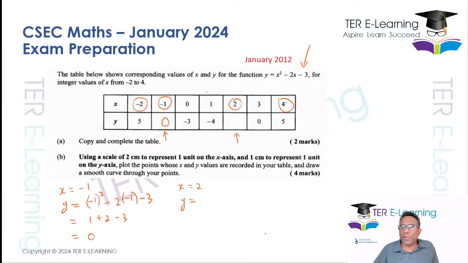Right, if you're wondering what paper most of these questions are coming from, it's from January 2012. All right, so I've seen people getting -3 as the answer. So again, you're going to substitute into the formula. So it's going to be 2 squared minus 2 by 2 minus 3. So 2 squared is 4, minus 4, minus 3. So 4 minus 4 is 0, so you're going to end up with -3. So this here is -3.